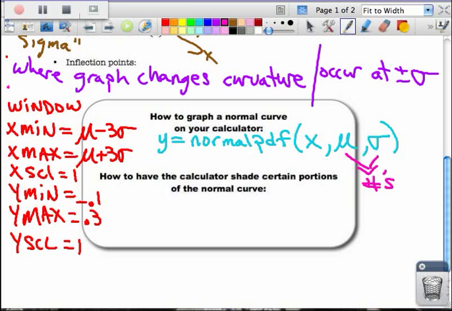And this normalPDF thing, the way you get there is you do second bars. And I'll show you again how to do all this. Don't freak out about all this information. I'm going to refer back to this sheet. It's just so that you have it when we do it.